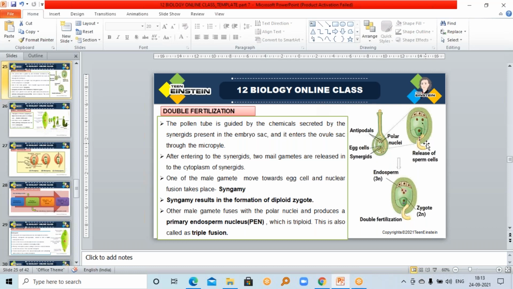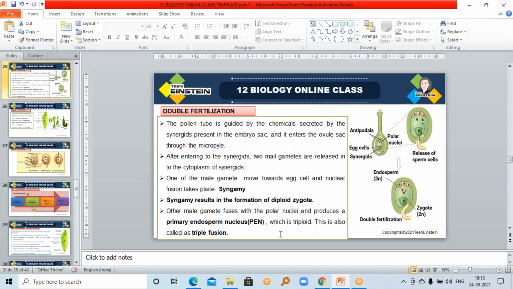And there is one more male gamete, right? The remaining male gamete fuses with the diploid secondary nucleus. You know, at the center, the secondary nucleus is present, right? So this second, remaining male gamete fuses with the secondary nucleus. The secondary nucleus is already in diploid condition because the two polar nuclei got fused and formed a secondary nucleus, right?